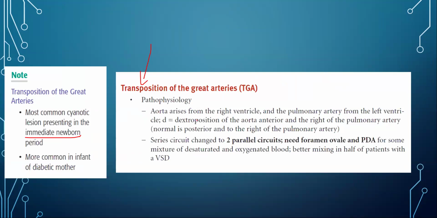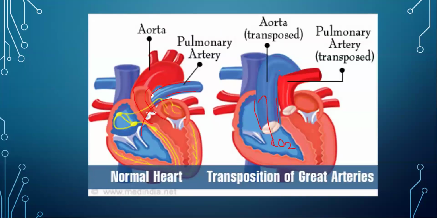So the only way the child can survive is if there is a PDA available. So there is the ductus arteriosus open, which will cause some mixing, and if there is a VSD. So the child needs something open so that the blood can mix together. So the only way the child will survive is if the ductus arteriosus is open and, by any chance, the child has got a VSD. Okay.